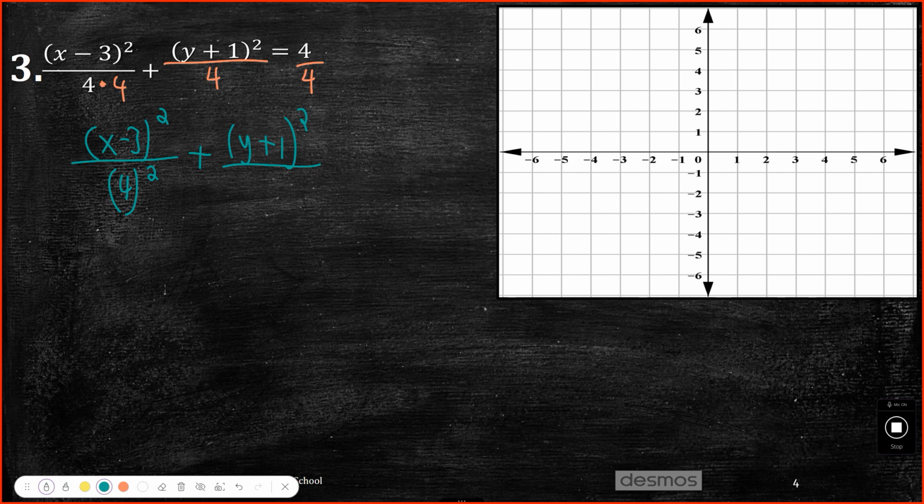So I can already write it in this form: 2 squared. You're like, are they all 4 and 2? No, it's just the way I set up my lesson. They aren't always 4 and 2. Okay. What is the center? Yes, that is the standard form of an ellipse.